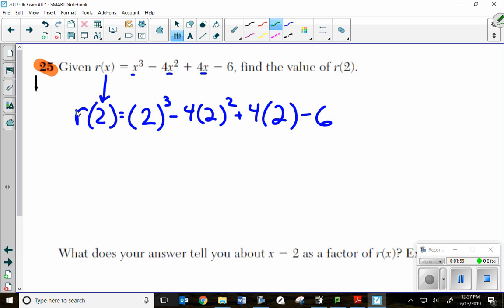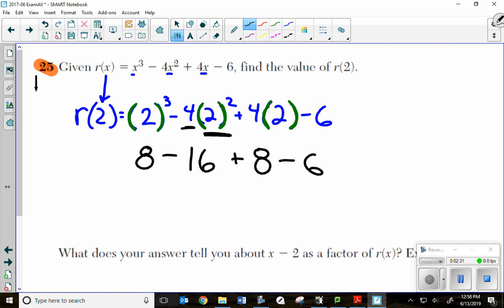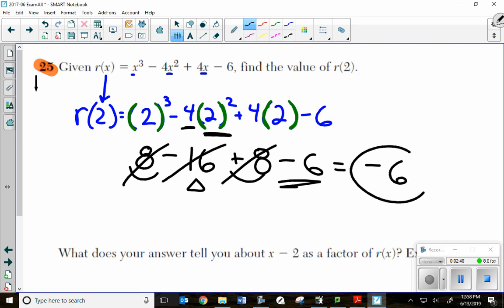Notice, and I would like you to do this if you don't, whenever you are inputting a number into an equation, please use these parentheses, okay? Whenever you are putting a number in for a variable, use those parentheses. It will help. So now we're to the point where we just got to evaluate this. All right, so let's take a look at this. 2 cubed is 8, minus 2 squared is 4, times 4, which is 16. Plus 2 times 4, which is 8, minus 6, okay? I have 8 and 8, which is positive 16, minus 16, so they would cancel. So my answer is negative 6.